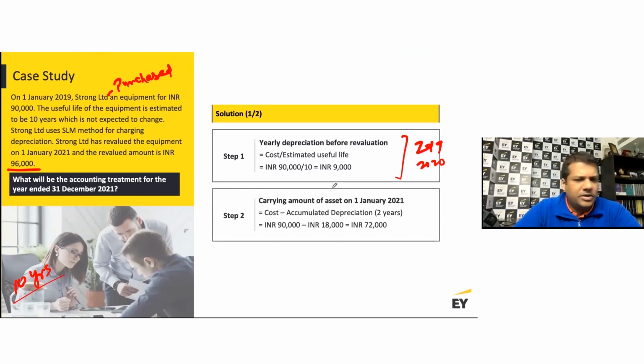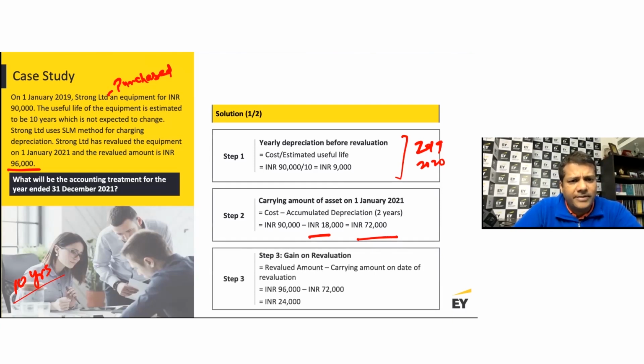Cost minus accumulated depreciation of 18,000, which is 72,000, which I have revalued to 96,000. That means I have a revaluation gain or loss of how much? 24,000. So a gain on revaluation of 24,000, which is 96,000 minus 72,000. 72,000 is coming from here, and 96,000 is the revaluation amount, the information given. So 24,000 is my revaluation gain.